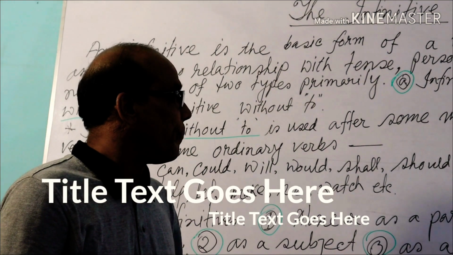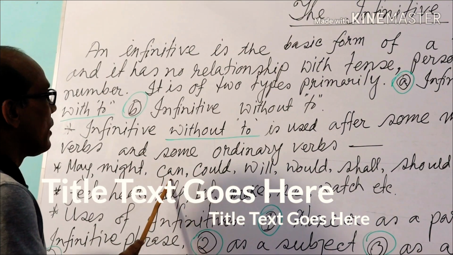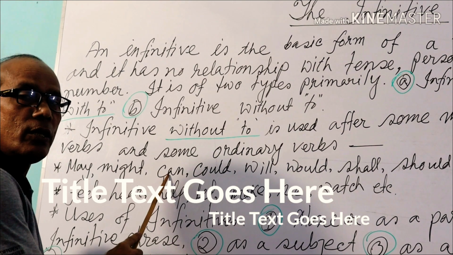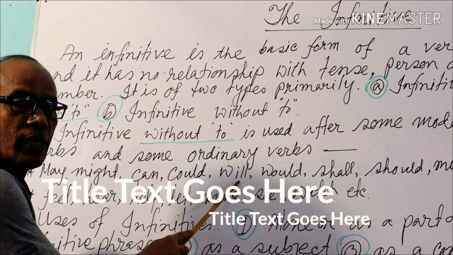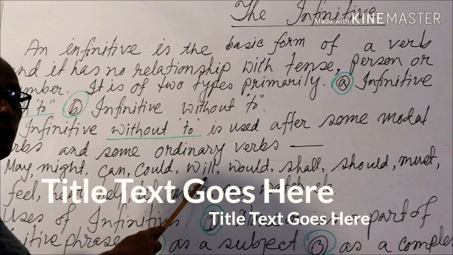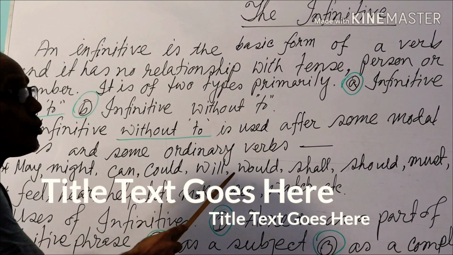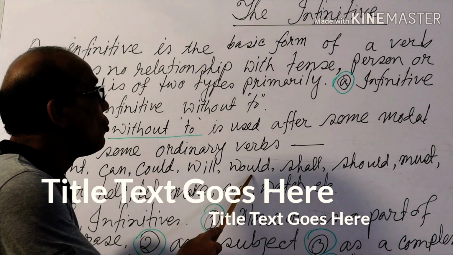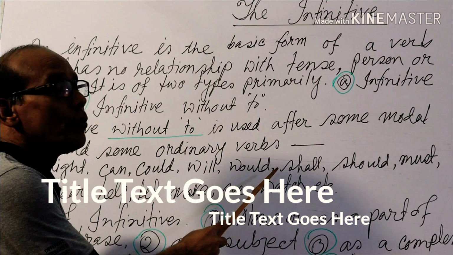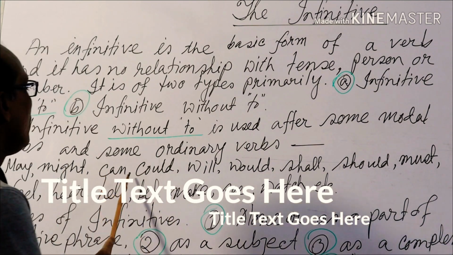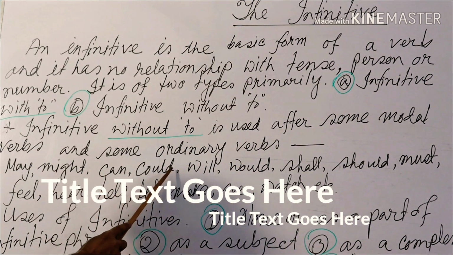Suppose, I can do the work. Before do, we do not use any to. I'll go there. I will go there. Before go, we do not use to. So that is bare infinitive. I would like to do this. Would like to. Before like, we do not use to. So that is bare infinitive. In this way, we always use bare infinitive after these modal verbs.